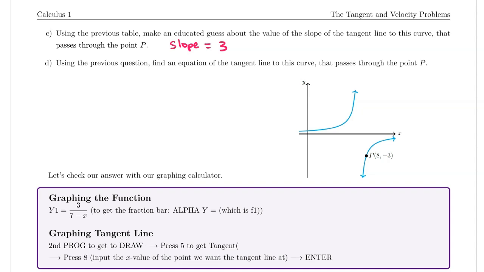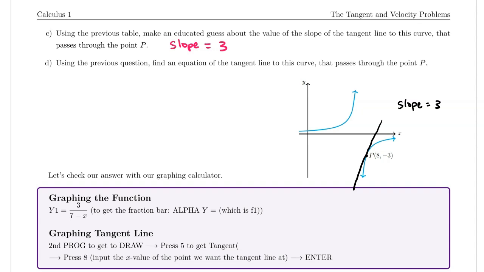Part D says, using the previous question, find an equation of the tangent line to this curve that passes through the point P. So remember, what we were doing is we were choosing some arbitrary point, and we were calling it Q, and we were finding the slope of the secant line. And then what we did was, what if we moved Q closer and closer to P, so that eventually it got so close, and then we are basically looking at the tangent line now, and based off part C, the slope of this tangent line is equal to 3.